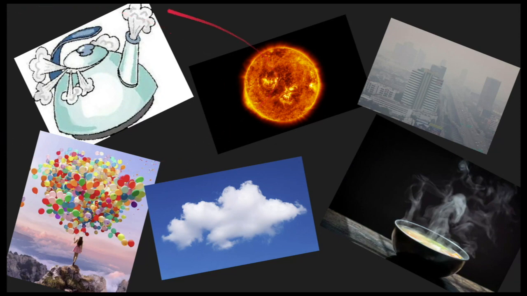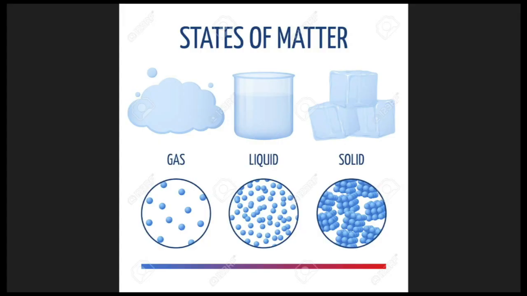Here's a teapot that is steaming. It's so hot that water vapor is coming out of the water, and it's creating this type of steam. Did you know that the sun is a gas? Air is also a gas. Here is a picture of Bangkok on a really polluted, foggy day. That's a gas too.